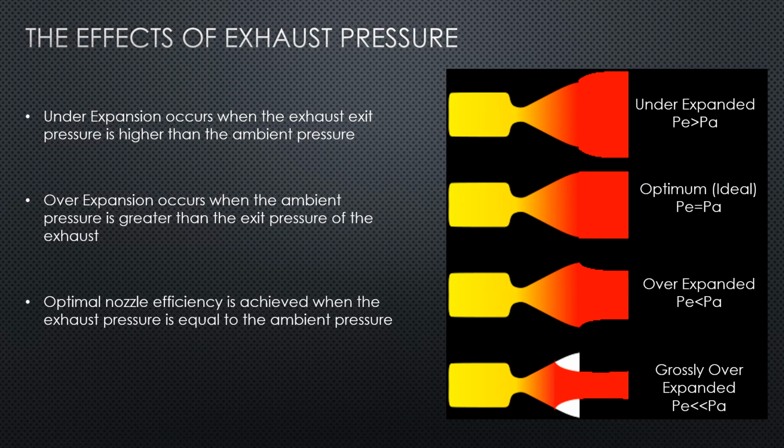Overexpansion occurs when the ambient pressure is greater than the exhaust pressure and pushes the exhaust flow back in towards the center line of the nozzle. This also results in less than optimal thrust, and if the pressure differential becomes large enough, flow separation can occur near the nozzle walls, causing instability in the flow, which can lead to damage. The optimum interaction between the exhaust gas pressure and the ambient pressure is for them to be equal. It is here that the rocket will produce the most thrust.